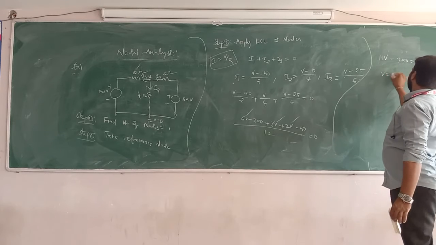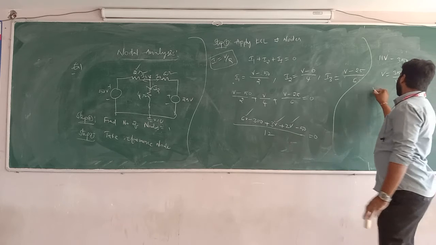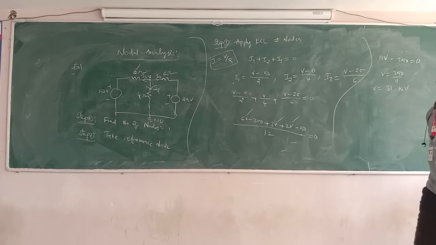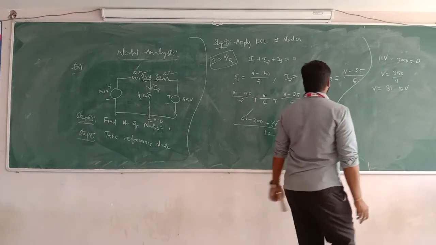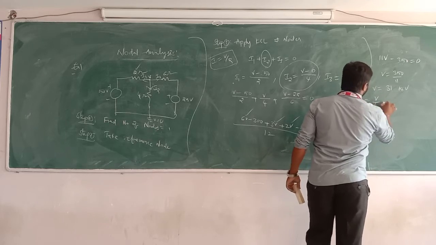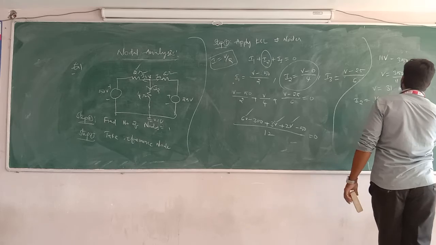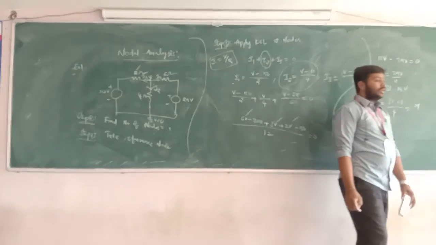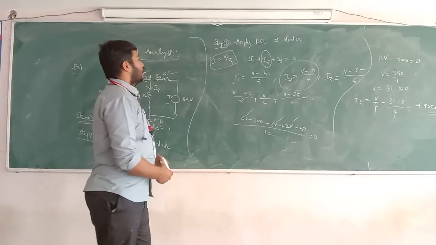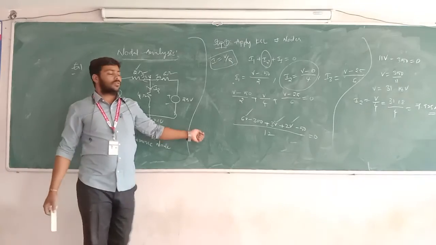Then V is equal to 350 divided by 11, that is 31.18. So now what we need to find? We need to find the value of I2. The formula for I2 is V by 4, so that is 31.18 by 4. So the current is 7.925 amperes. Like this we can find the current going through the 4 ohm resistor.